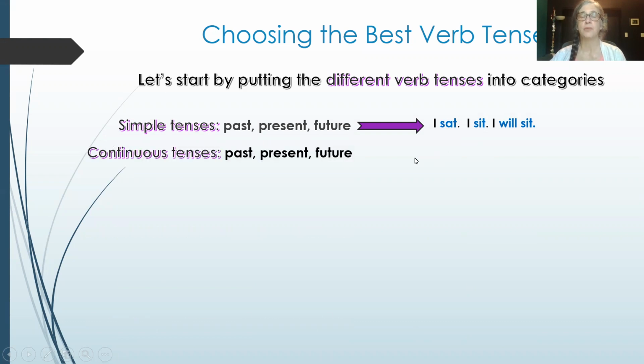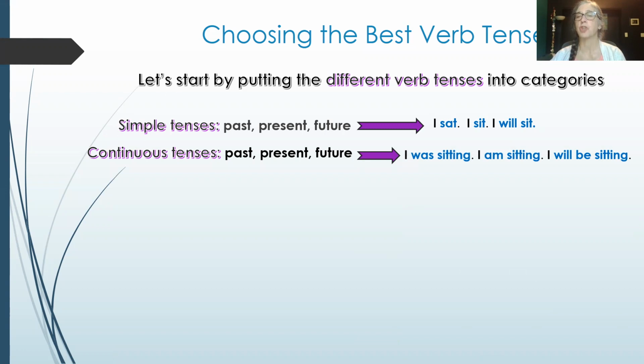For your continuous tenses, you also have a past, a present, and a future. And those verbs look like this: I was sitting, I am sitting, I will be sitting. Now, I want you to notice that so far we only have two verbs that are a single word. The simple past, I sat. The simple present, I sit. And just a heads up, every other verb that we look at is going to be more than one word.